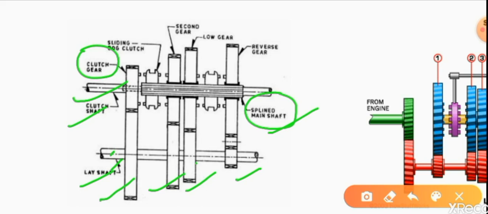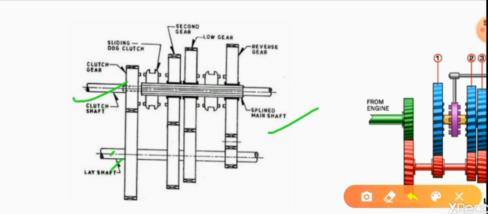Let's see how. On the main shaft, these gears are mounted. These gears are free to rotate. See here, this black color is the bearing. The function of the bearing is to allow the gear to rotate freely on the shaft.